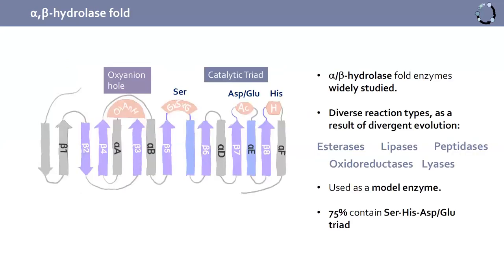Okay, so these enzymes that we are interested in making this conversion are contained in the alpha/beta hydrolase fold. That is a fold that has been widely studied because it contains many different reaction types: esterases, lipases, oxidoreductases, et cetera. This fold has been used as a model. Also, the important part is that 75% contain the same catalytic triad: serine, histidine, and aspartate or glutamate. So they share the same catalytic triad, but still they catalyze different reactions.